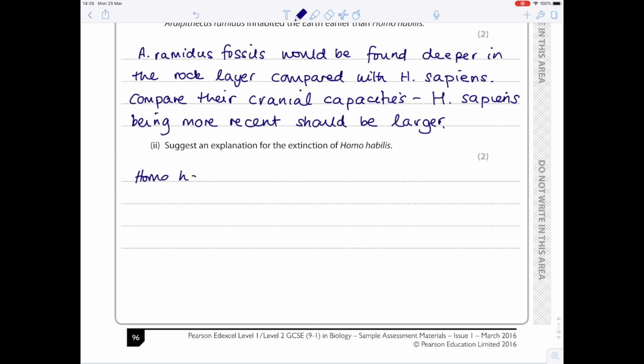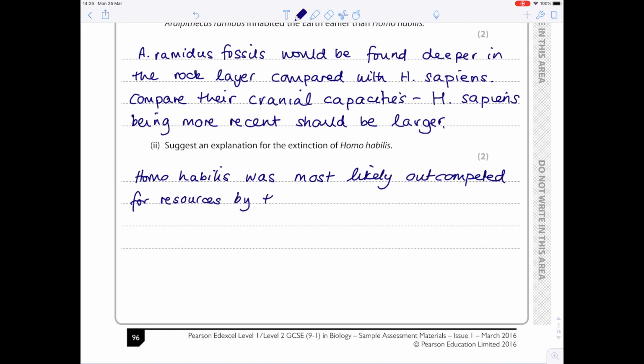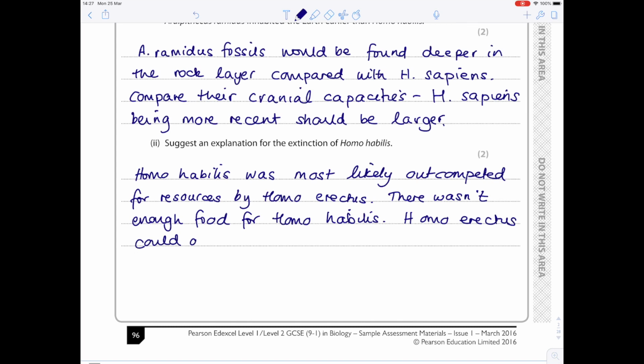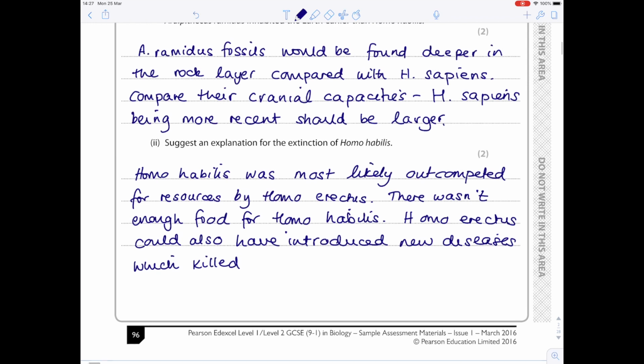So Homo habilis was most likely outcompeted for resources by Homo erectus. There wasn't enough food for Homo habilis. And another thing Homo erectus could have done is introduce new diseases. So quite a waffly answer here. And we're looking for the extinction, so that's why I'm saying which killed Homo habilis.